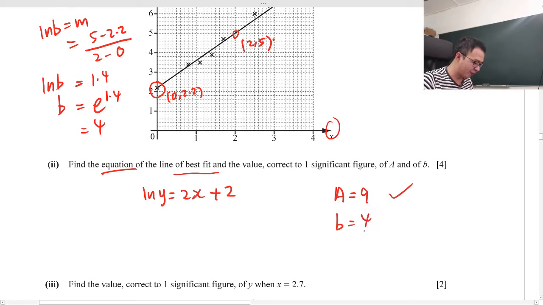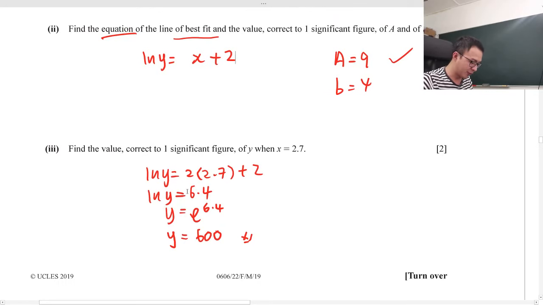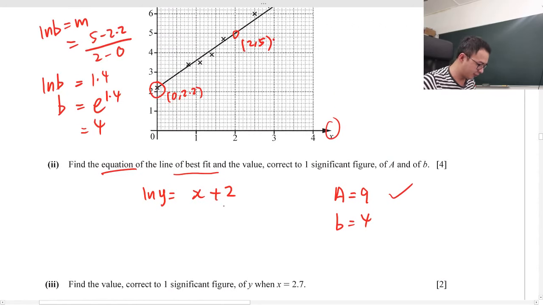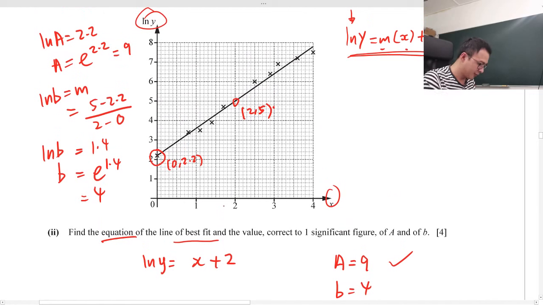So 1.4, then my gradient here is 1. Alright, so if this is 2.7, so this is 1, so I should have some different value here. So let me see. This is 5 minus 2.2 divided by 2, so it's 1.4. So the gradients, I think here should write 1.4 and 2.2.